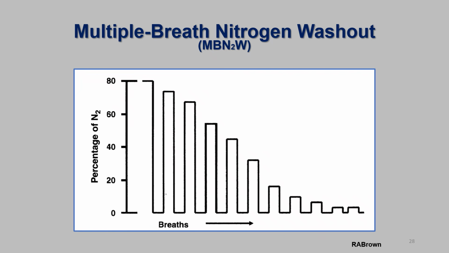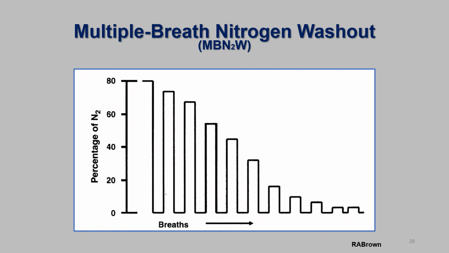With the multiple breath nitrogen washout test, either the percent nitrogen or its logarithm is plotted against either volume, the expired volume, or the number of breaths. The final result of the FRC test is dependent on the distribution, the evenness of ventilation, which is related not only to the volume of the patient's FRC, but to the tidal volume, the respiratory rate, and the dead space, both anatomic and system dead space.